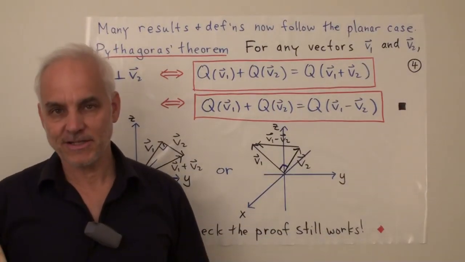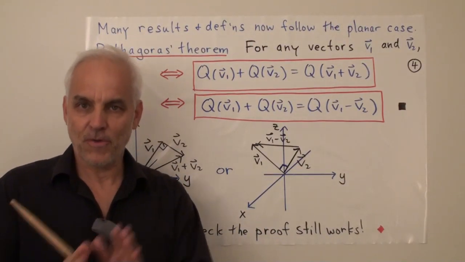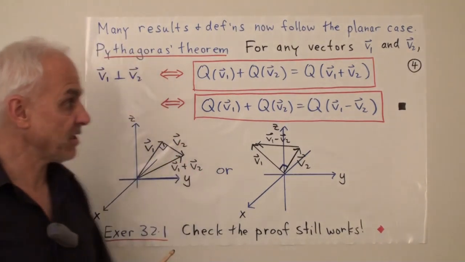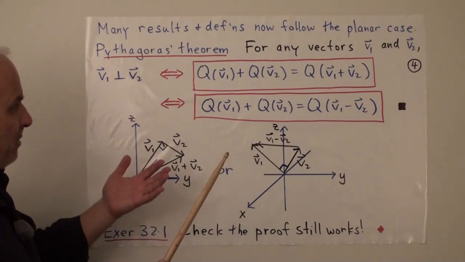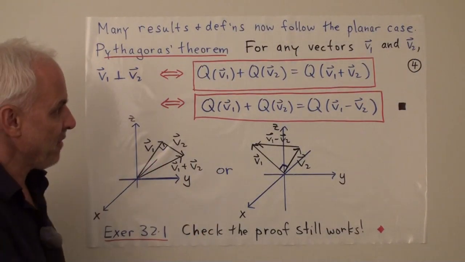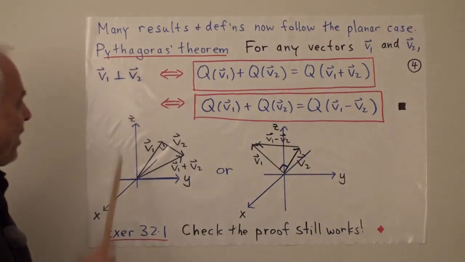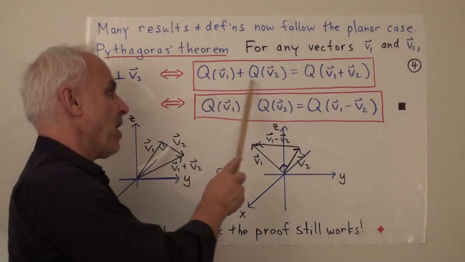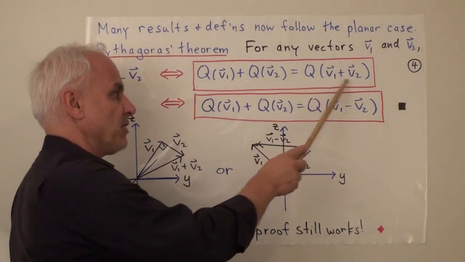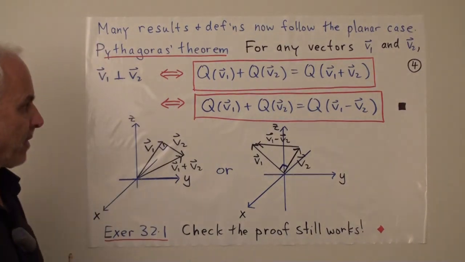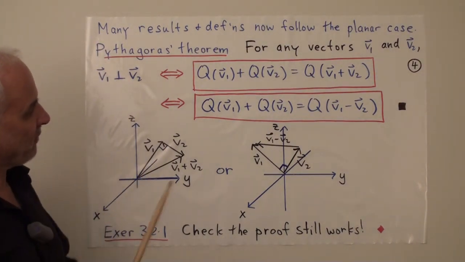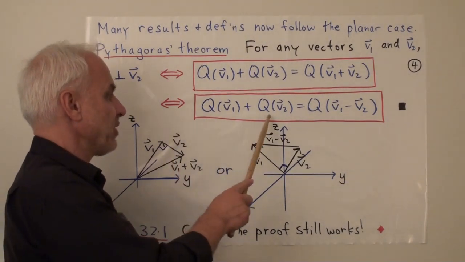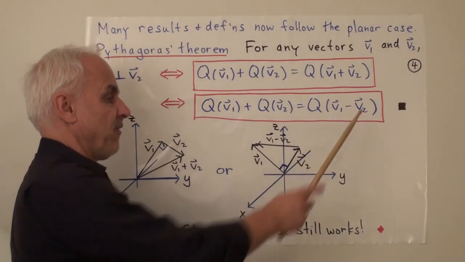So many more results and definitions follow the planar case. The first important thing, of course, is Pythagoras' theorem. And the statement is hopefully familiar. For any vectors v1 and v2, v1 is perpendicular to v2 precisely when the quadrants of v1 plus the quadrants of v2 equals the quadrants of v1 plus v2. And I'm going to give you also this alternate formulation, which is also convenient. So equivalently, quadrants of v1 plus quadrants of v2 equals quadrants of the difference v1 minus v2.